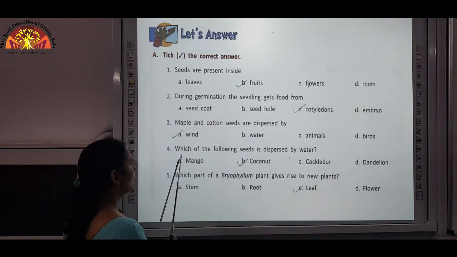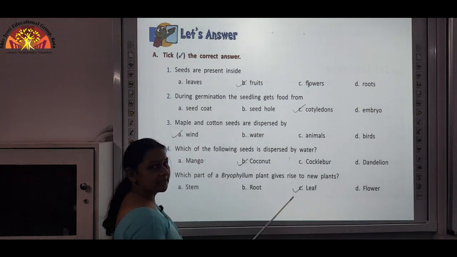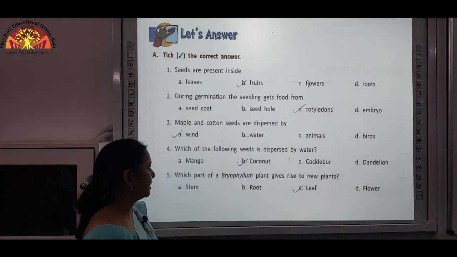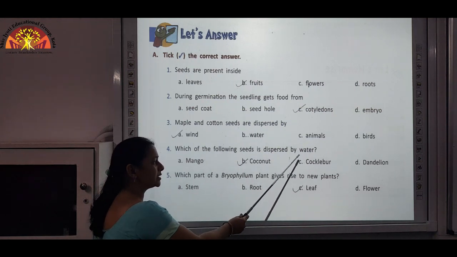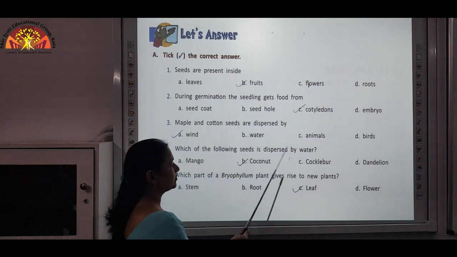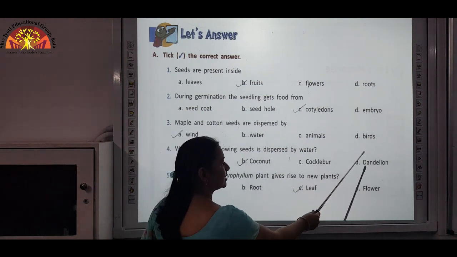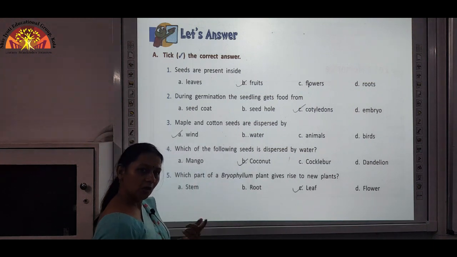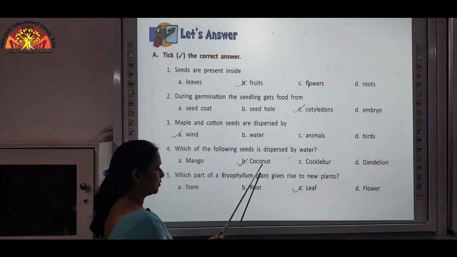Next question, which of the following seeds is dispersed by water? The example of a seed which is dispersed by water is coconut, because mango and cockleburr are not dispersed by water, they are dispersed by animals, and dandelions are dispersed by wind. So, the seed which is dispersed by water here is coconut.